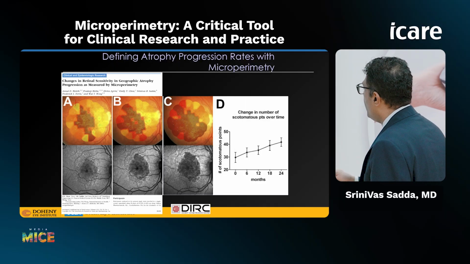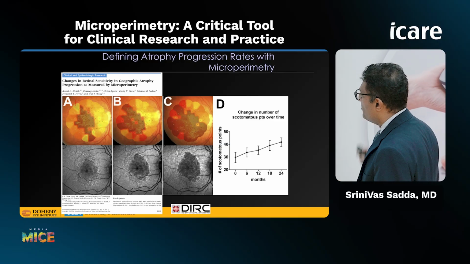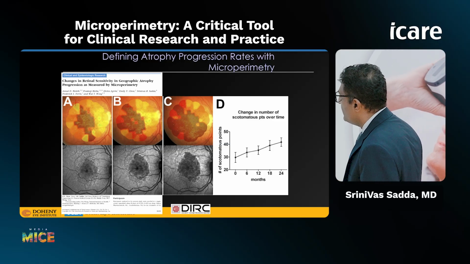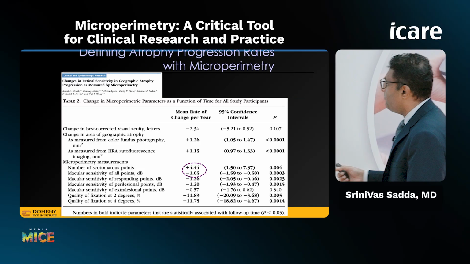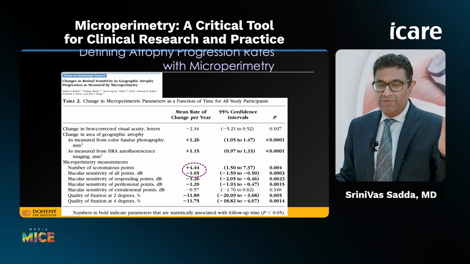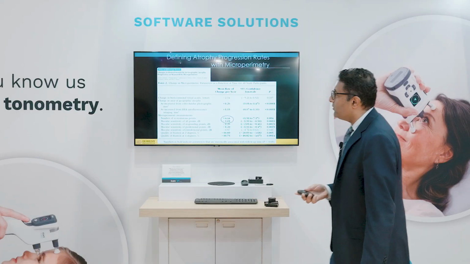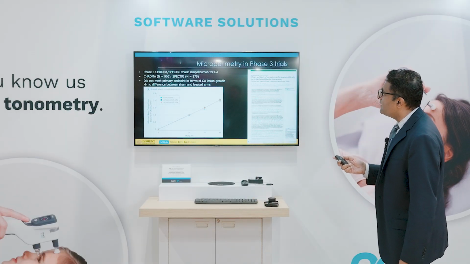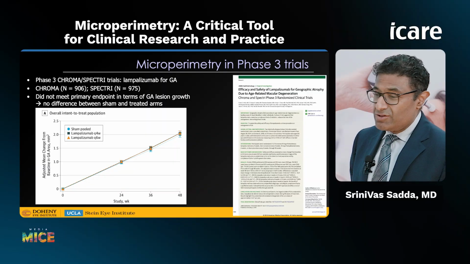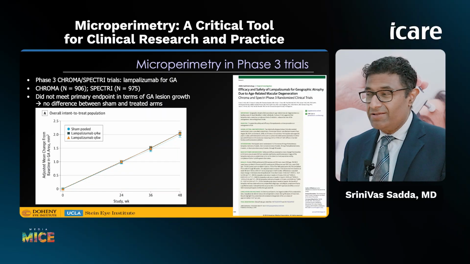And we were able to define things like the increase in scotomatous points over time and the loss of sensitivity with time in this study, and even map, for example, the rate of change. So we actually have data on GA lesions, what the rate of change in sensitivity and scotoma are over time. And of course, this is why we use this in clinical trials.